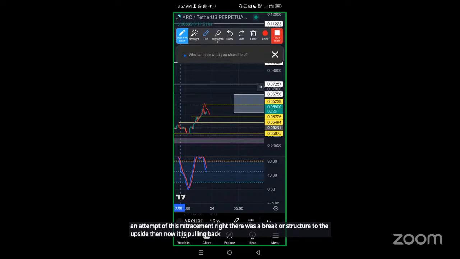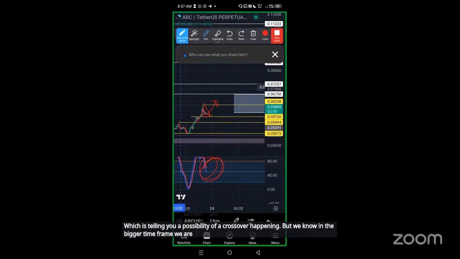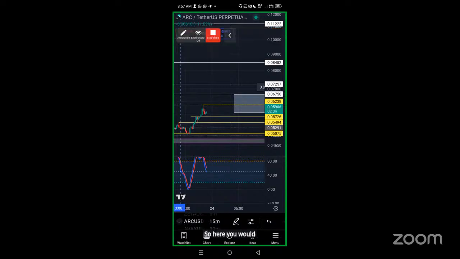So it pulled back to this area, and based on what we're seeing, the bullish candle, we are building up for the next movement. And here we are seeing a bend towards the D line, which is telling you a possibility of a crossover happening. But we know in the bigger time frame, we are going to go bullish, right? So here you would enter at current price.